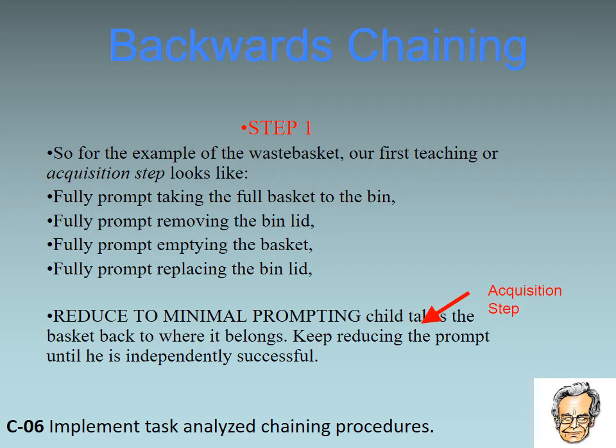So, we're going to fully prompt taking the full basket to the bin. We're going to fully prompt removing the bin lid. We're going to fully prompt emptying the basket. And we're going to fully prompt replacing the bin lid. The last step, since we're doing backwards chaining, is the acquisition step. Here, we're going to reduce to minimal prompting, where the learner takes the basket back to where it belongs. We're going to keep reducing that prompt until the learner is independently successful.